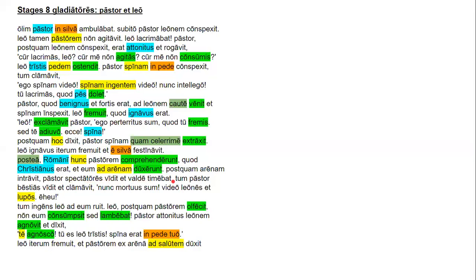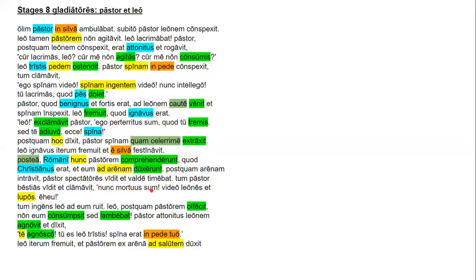Okay. Next sentence. Tum is an adverb meaning "then." Pastor, nominative subject. Bestias, it's a first declension, accusative, plural. So the beasts, vidit, another perfect tense form of video, he saw. Et, conjunction, letting you know that there's another main verb coming up. Clamavit, he exclaimed. So perfect tense verb.